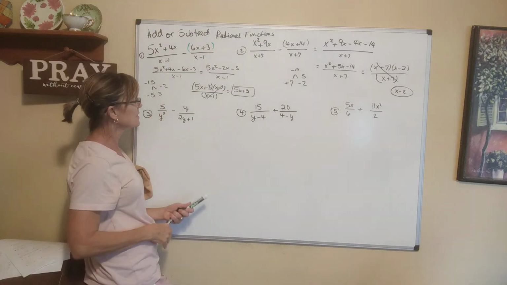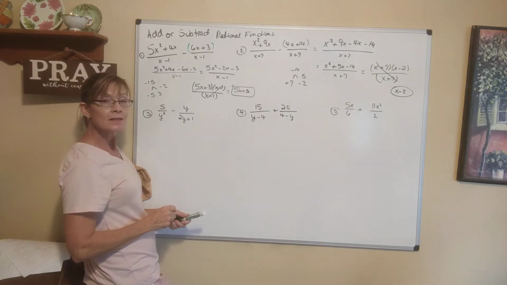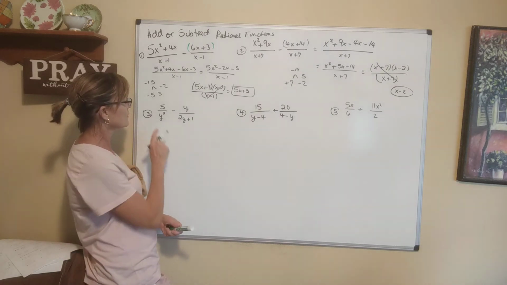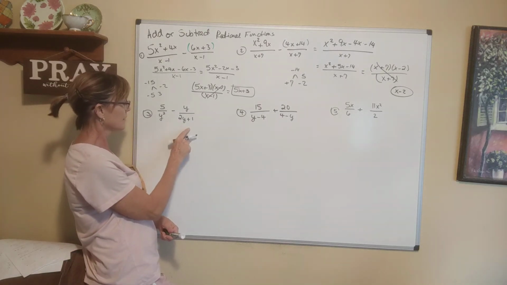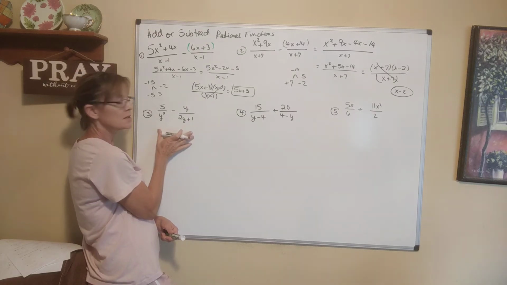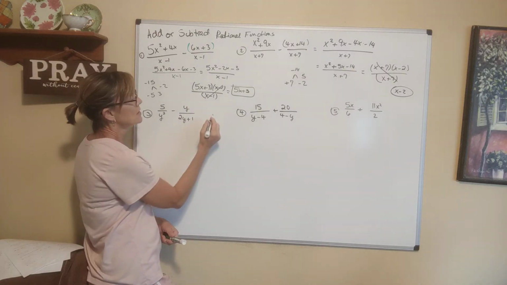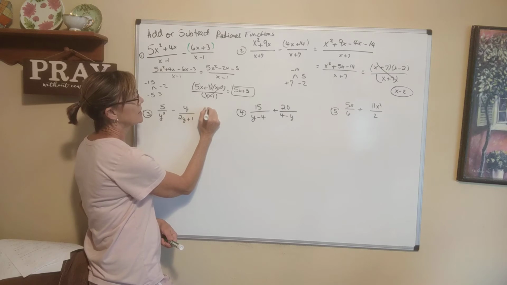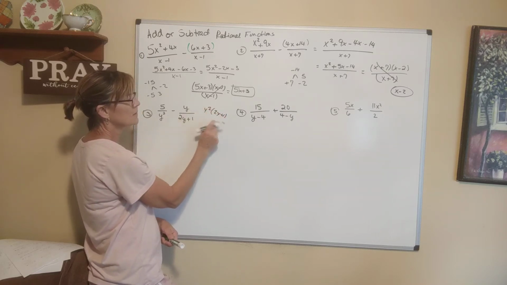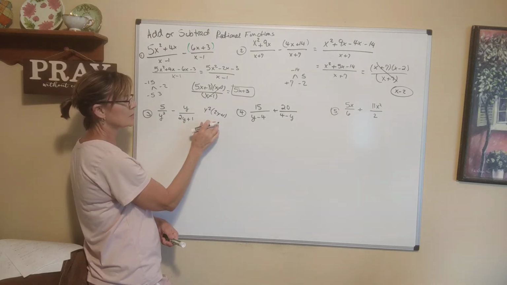So that's an issue. So let's create the lowest common denominator. The lowest common denominator for this is going to be something that contains both of these denominators. So I'm going to need a y squared times a 2y plus 1. This right here is going to be the lowest common denominator.